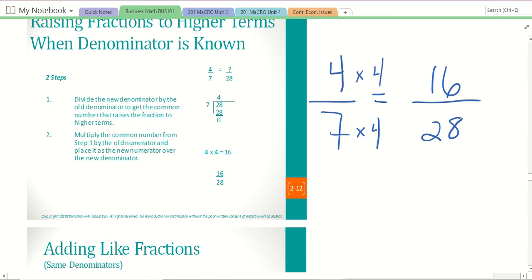And if you look at that, you say, oh, hey, that can be reduced. And yes, it can. It can be reduced to 4/7, but we already know that. We want to raise it up. So our final answer, in this case where we want to raise it, is 16/28.